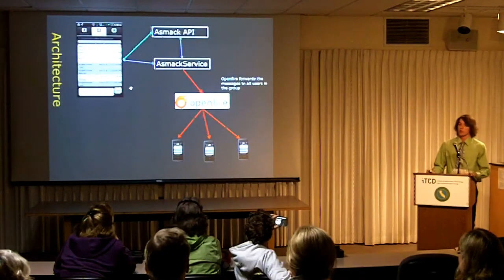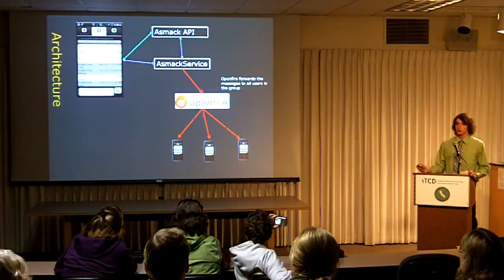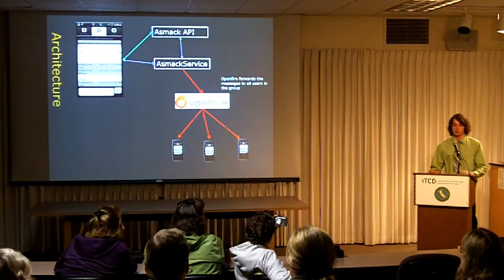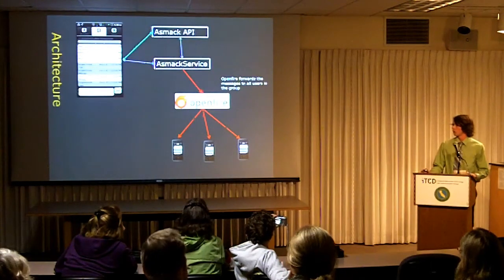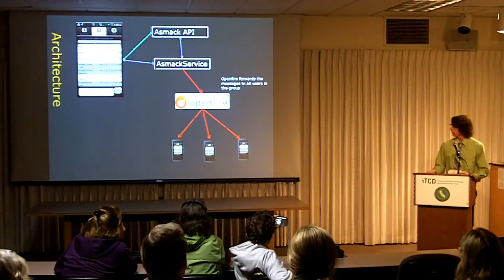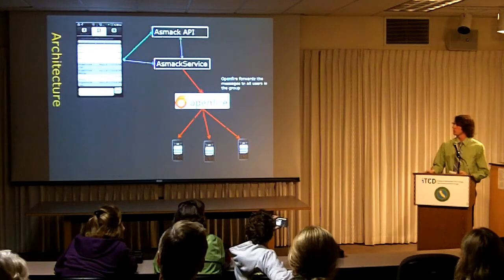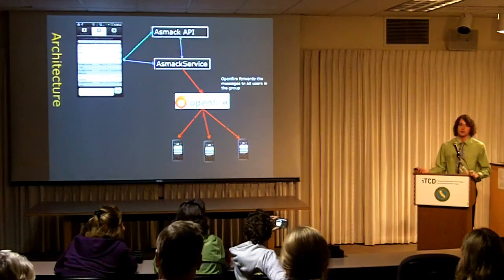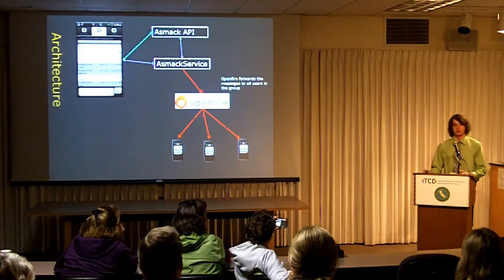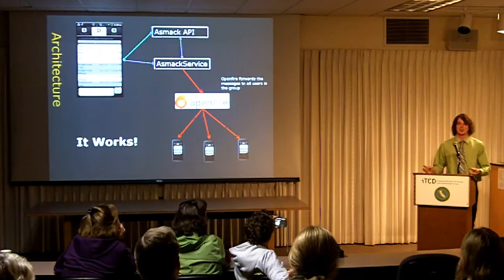Next, this is an overview of how our system works. These top 3 components here run on all the Android devices, and it includes our application and then the ASMAC service, as well as an API. Our server is OpenFire, which is an open source XMPP server. Our application works by, when you want to send a message, giving the message to the ASMAC service, which then forwards it to the server, who's responsible for delivering the messages to all members of the group. And best of all, it actually works.